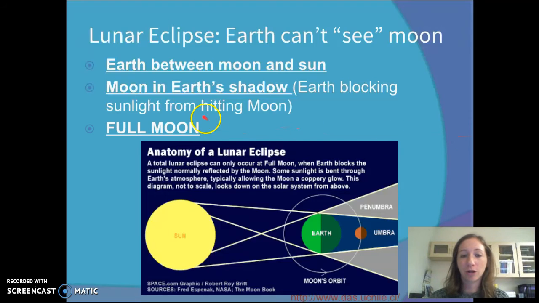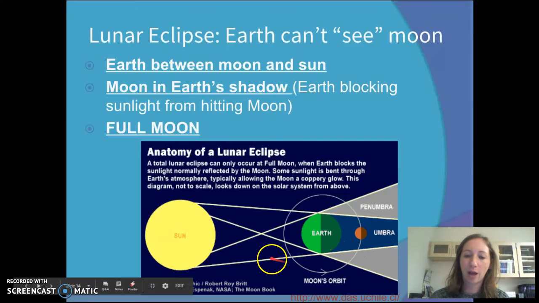This happens during a full moon phase, right? Because now the sun is over here, and the lighted side of the moon is facing the Earth. So if it wasn't for the Earth's shadow blocking, this would be a full moon at this time. So lunar eclipses can only happen during full moons. Solar eclipses can only happen when the moon's in the middle during a new moon.